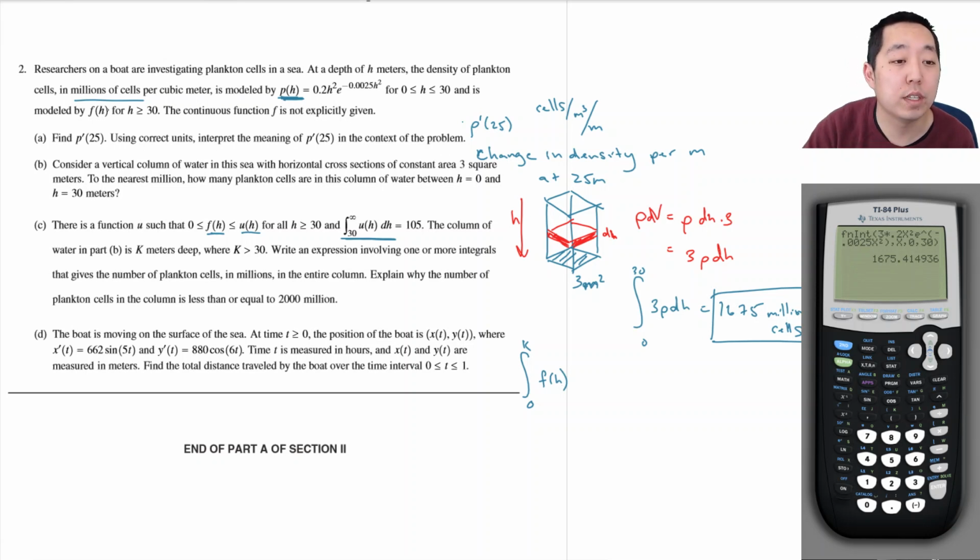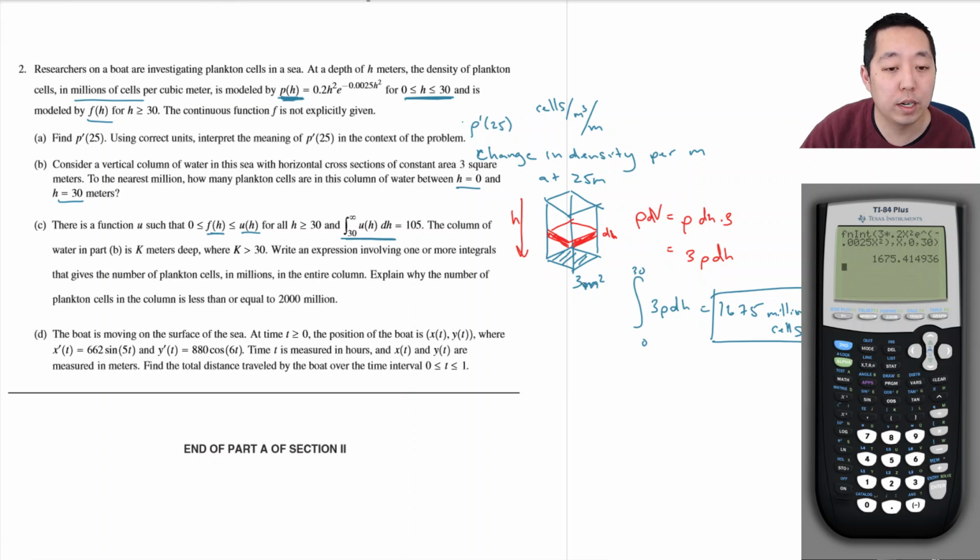Oh, f of h is for the depth after 30. Oh, I got it. I understand now. Okay, what they're saying is, I've gotten the portion for the first 30 meters from part B. In part B, I did 0 to 30 because I used rho of h right here. I didn't really read this part. This part is for the density after 30.